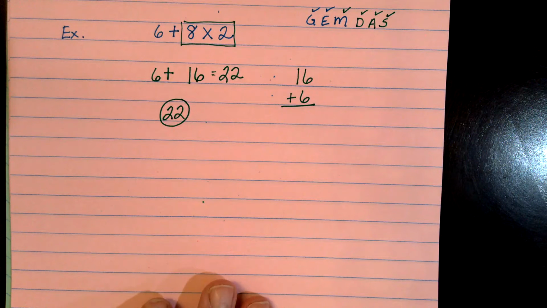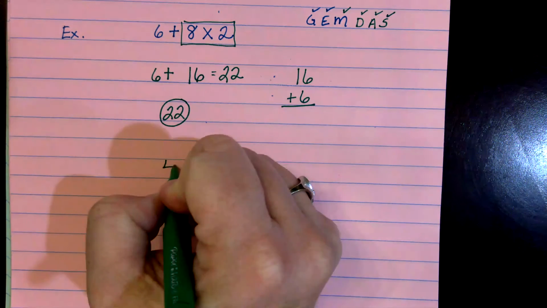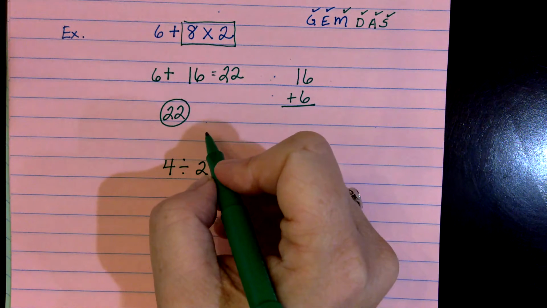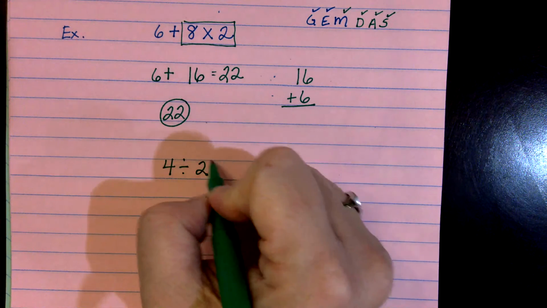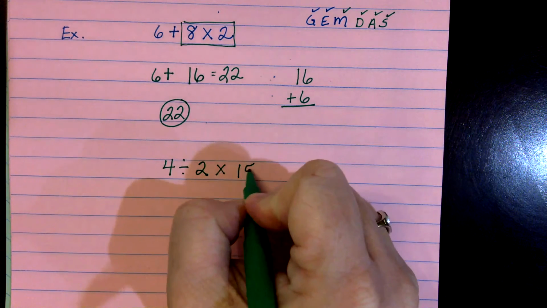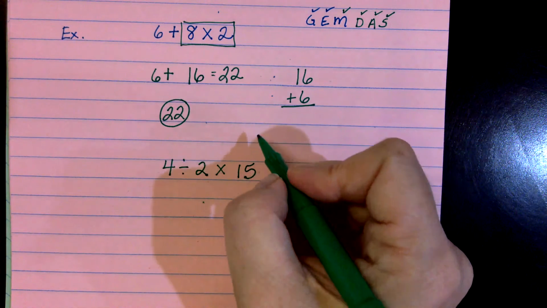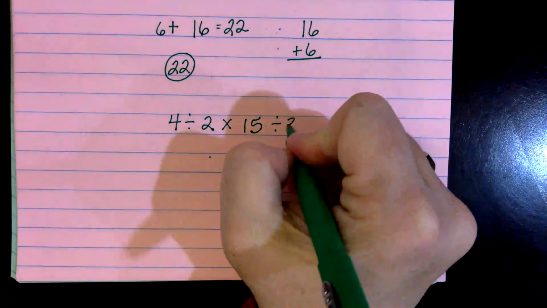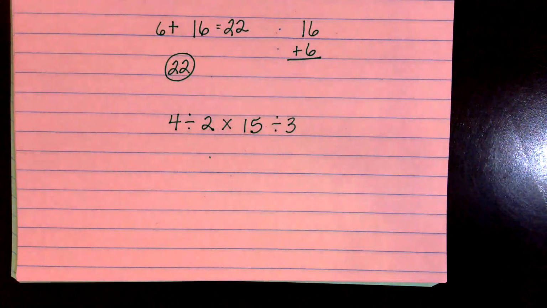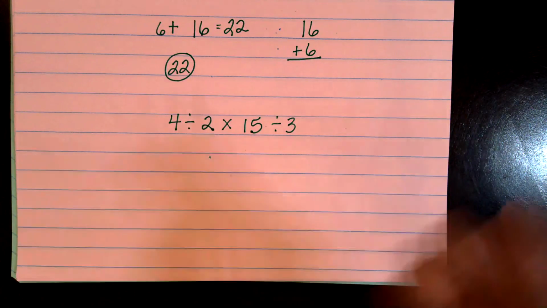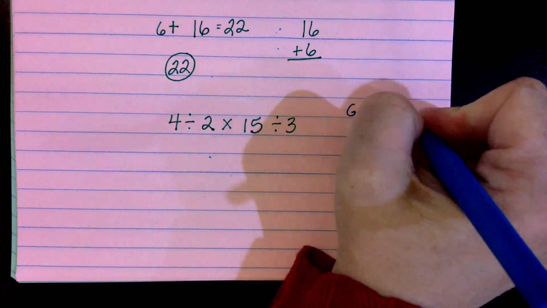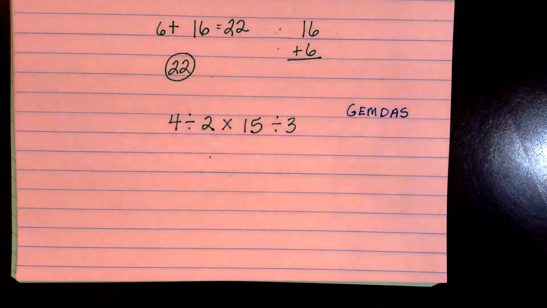All right, let's try another one. Let's do 4 divided by 2 times 15 divided by 3. And I'm going to write GEMDAS over in the corner so that I can see it. And I'm going to walk through this first.